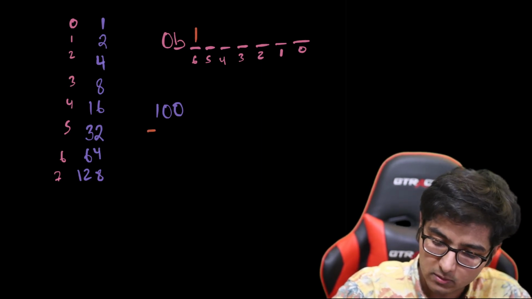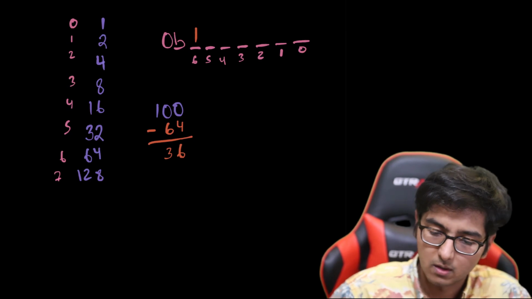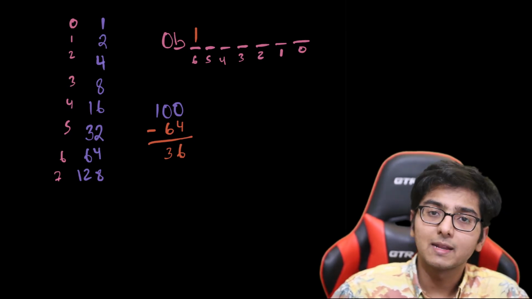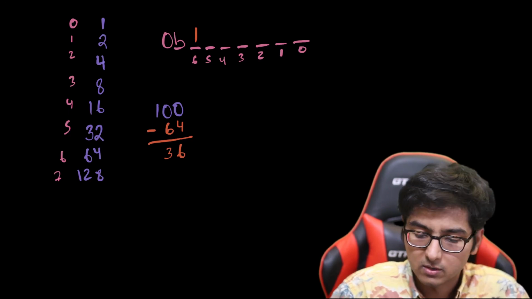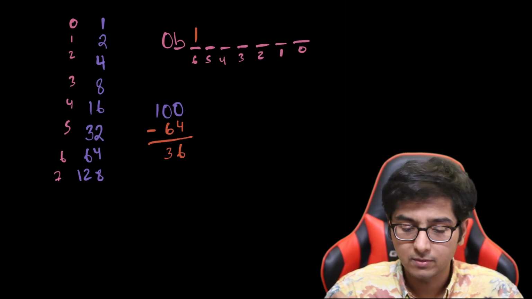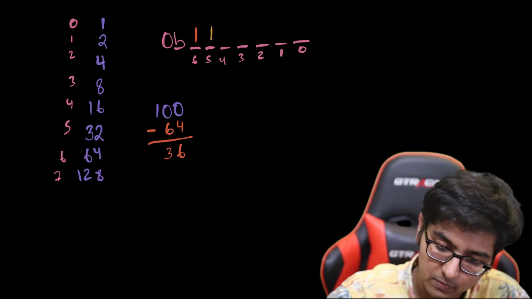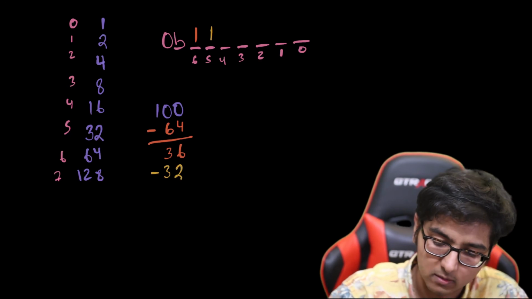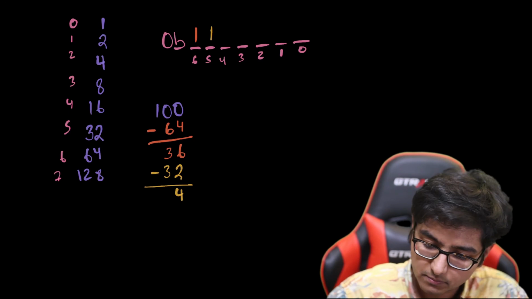And then we're going to subtract 64 out of this. 100 minus 64 gives us 36. Now we'll go on to the next digit, which is the 5th digit, and we'll ask ourselves, does the number 36 have room for 2 to the power of 5? And 36 is indeed more than 32, so we're going to put a 1 here. And we'll subtract out 32 from this, and that is going to give us 4.